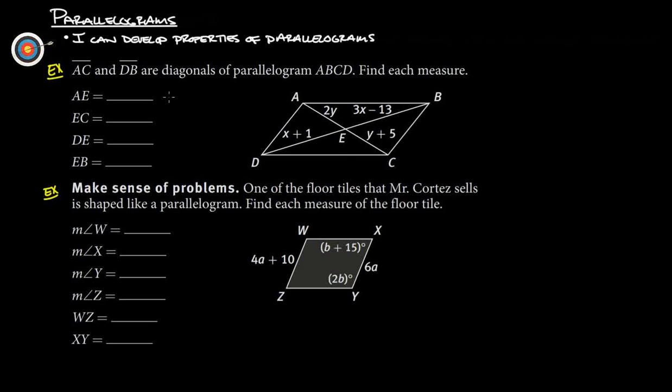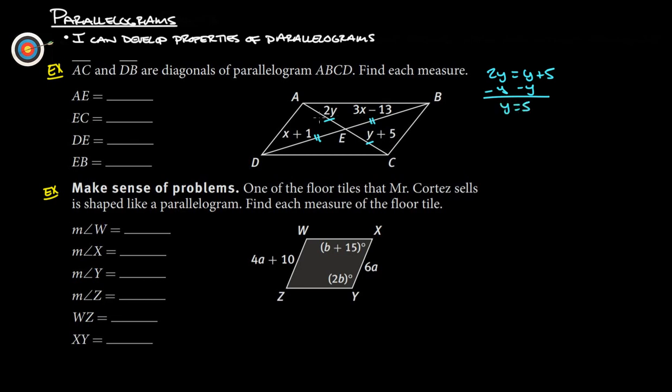Okay, last example. AC and DB are diagonals of parallelogram ABCD. Find each measure. So since they're diagonals of a parallelogram, we know that they bisect each other. So we know that AE is the same as EC. And then we also know that DE is the same measure as EB. Okay, so then that means 2y has to equal y plus 5, and now we solve for y here, so we get y equals 5.